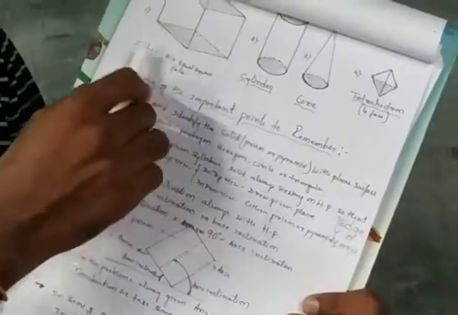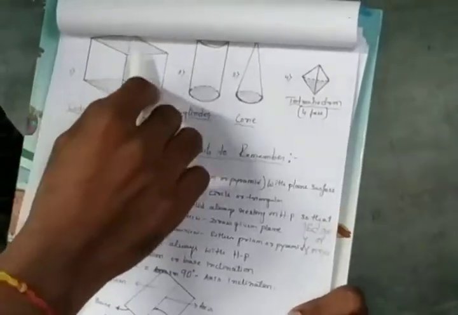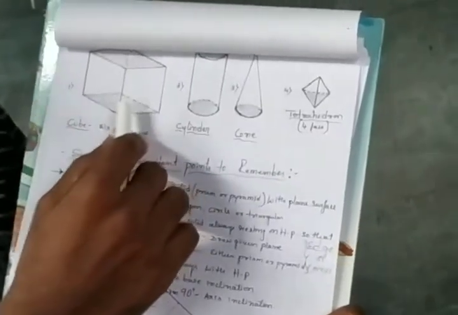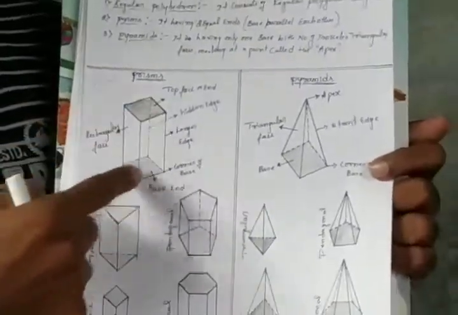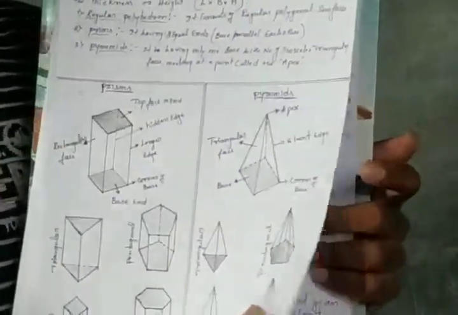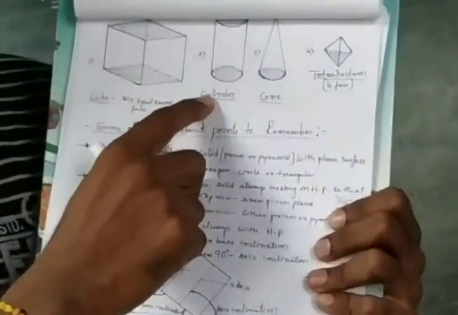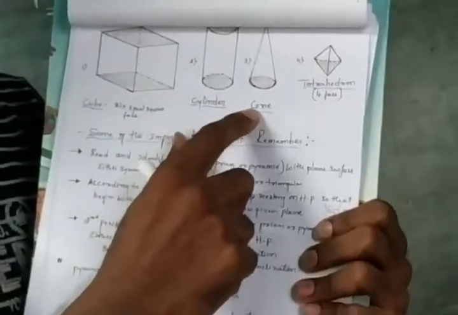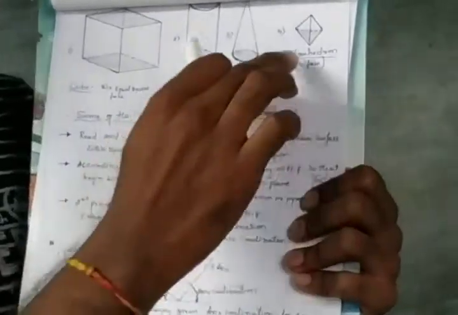And apart from that, there are some regular polyhedrons. That is a cube. A cube has 6 faces, and all the faces are equal. But in a prism, all the faces are not equal, only opposite faces are equal. In a regular polyhedron, all the faces are equal. Other examples are the cylinder, the cone, and the tetrahedron. Tetrahedron means it has 4 faces.